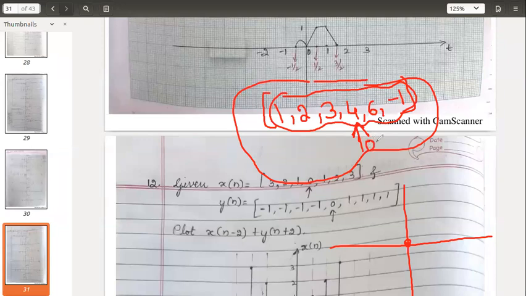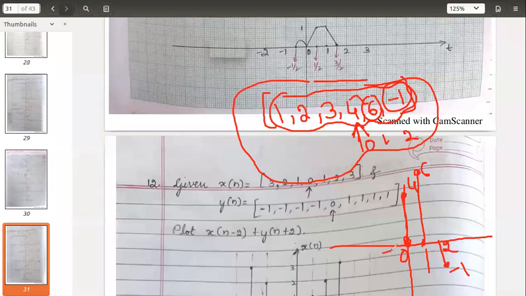This is your 0 point, 1 point, 2 point. At 0, you have the amplitude 4. Then at 1, what is the amplitude? After 4, check. It is 6. At 1, 6. At 2, -1. This is 0.2.